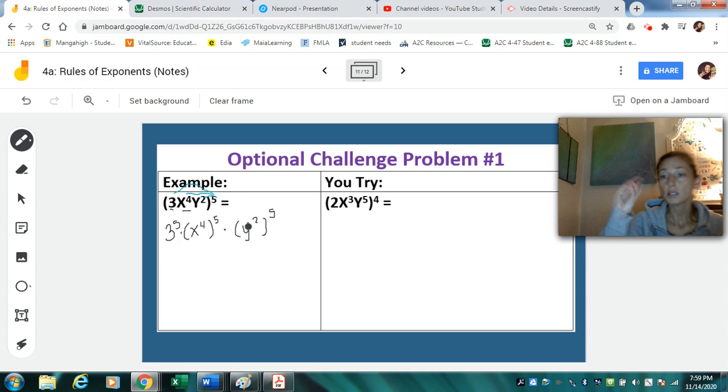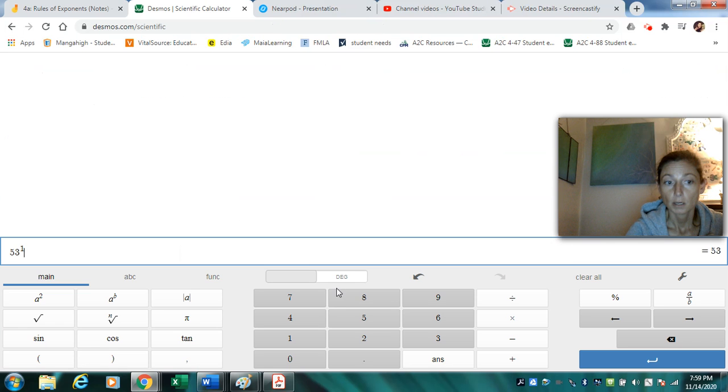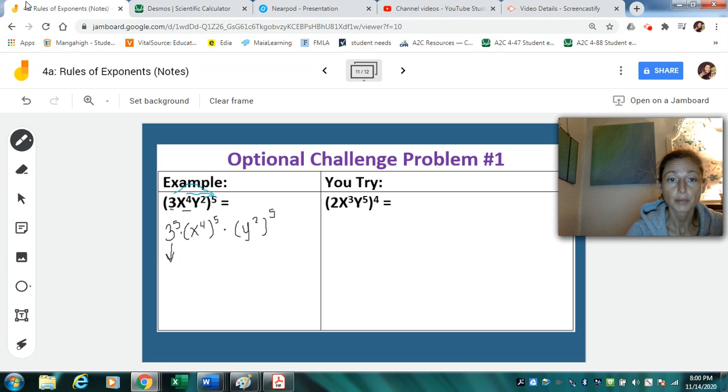And so now we're going to simplify each of those parts individually. First, we have 3 to the 5th power. Not 3 times 5, that'd be 3 to the 5th power, which we're going to do on our calculator here. 3 to the 5th power gives us 243.